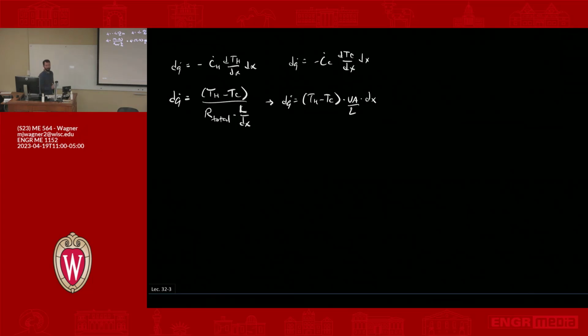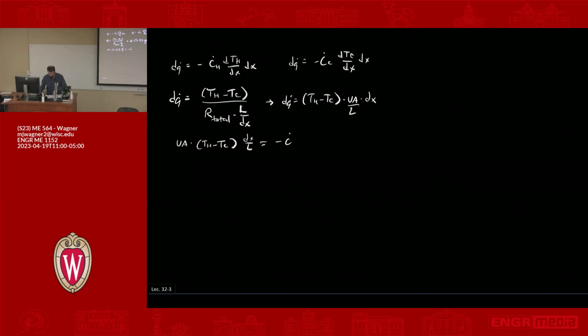I wished it away, and it went away. It's there. OK. So L is there. Thank you. OK, so we're going to now use this dq dot, substitute that then for the equations on the top, and it just becomes UA times TH minus TC times dx over L equals minus C dot.